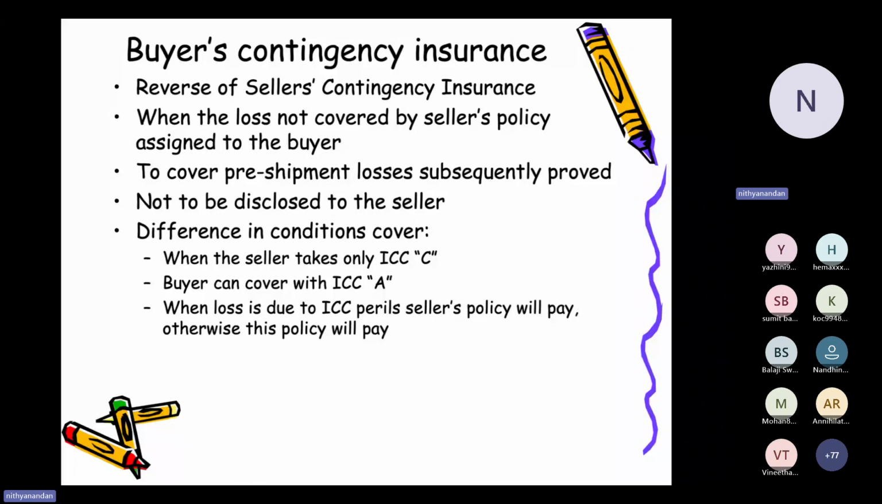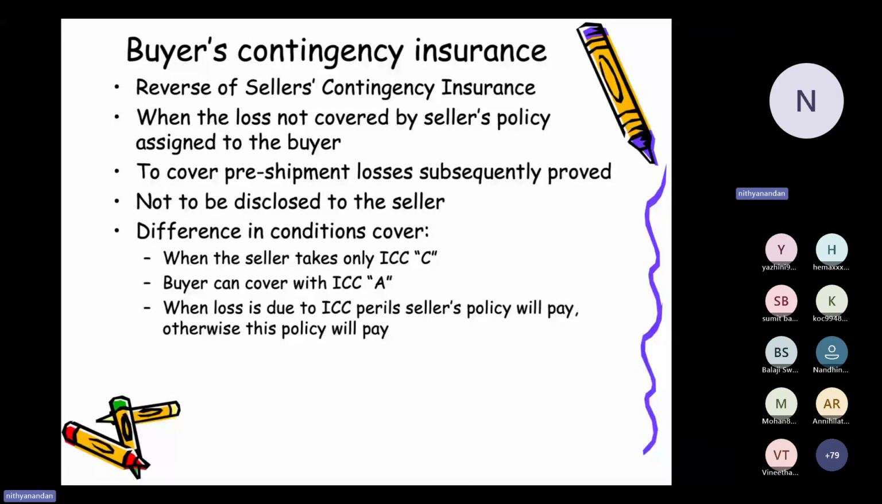It reaches the destination and it is found that the goods are damaged. But those damages are found to have happened during the inland transit from the seller's place to the port. That means it happened in India. Whom should the claim be made to?